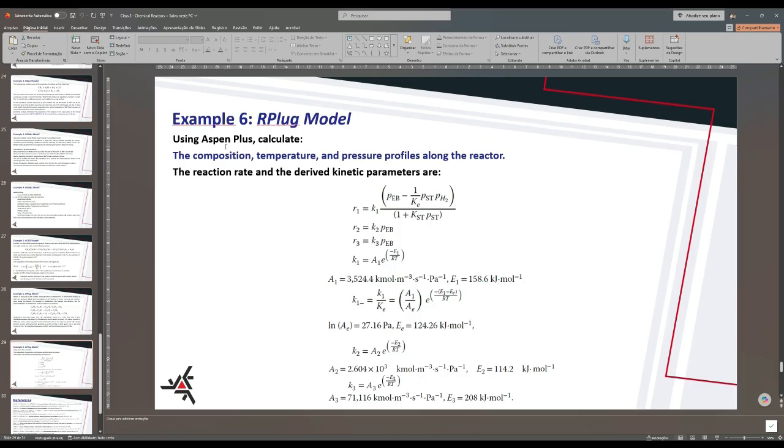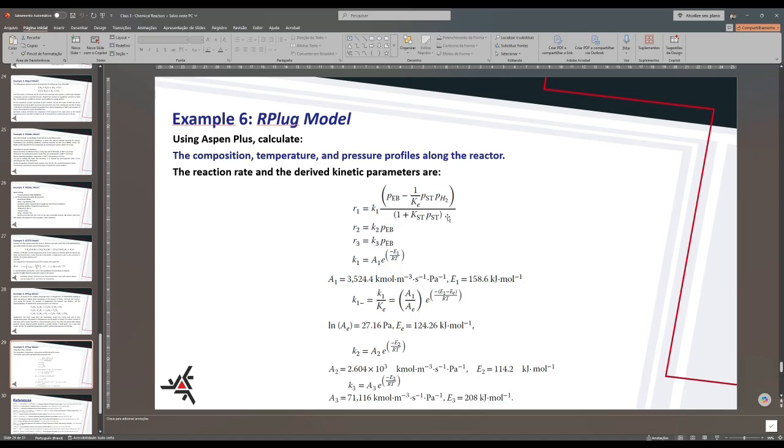Also, as additional information, let's use Aspen Plus for calculating the composition, temperature, and pressure profiles along the reactor. And we can see here, as it is a distributed model, we can plot some results. And the reaction rates and the kinetic parameters are given here. You can see all parameters for the kinetic rates. Here we have, for example, in the first reaction, the direct term, the reverse reaction term, and here the adsorption term.